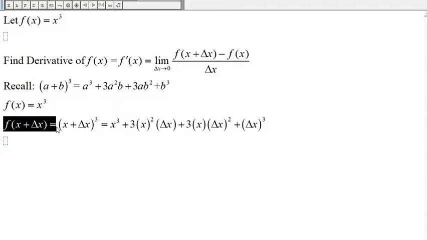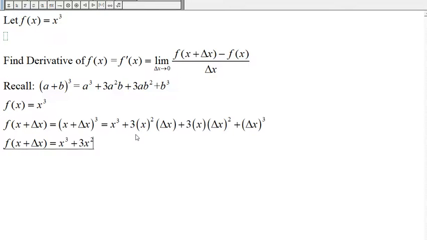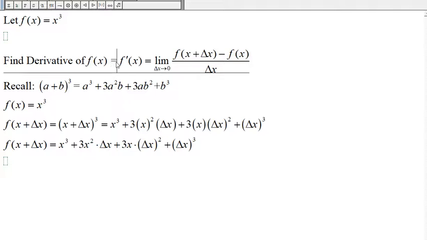And now let's simplify it a little bit. So we have x to the third, and then plus 3x squared times delta x, and then plus 3x times this. And then now we can calculate the derivative for f of x, or f prime of x.